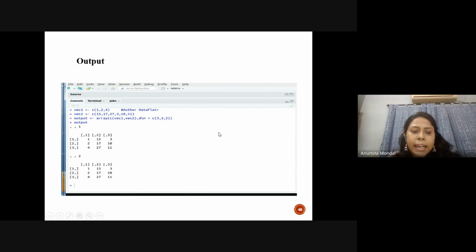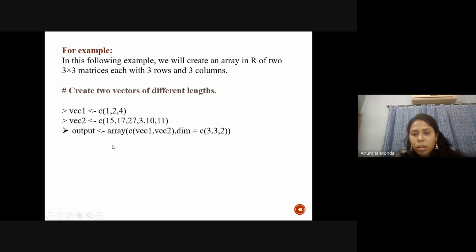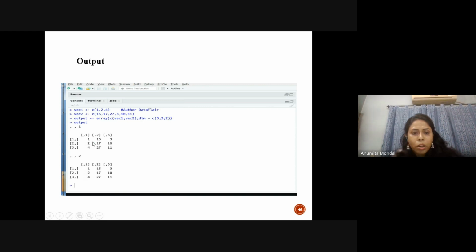So we can see the result, where I have said that the dimension will be 3, 3 and 2. The first value is 1 to 4, and then 15, 17 and 27, and then 3, 10 and 11. The values are shown column-wise, not row-wise.